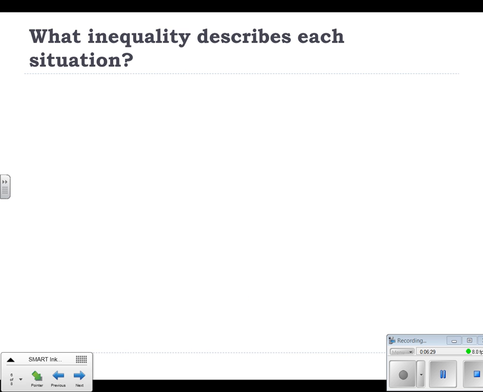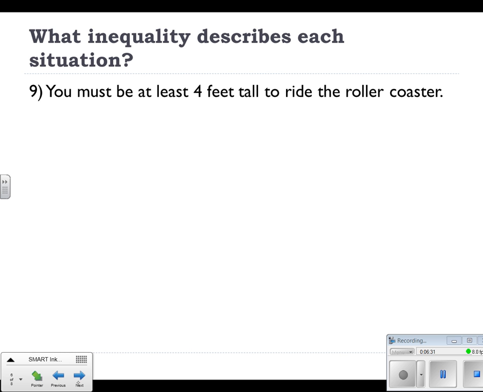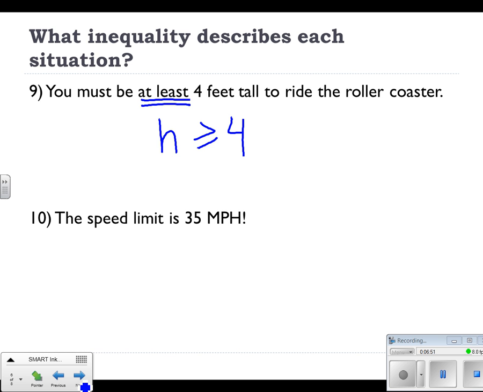What inequality describes each situation? You must be at least 4 feet tall to ride the roller coaster. Your height, we'll use h. You have to be greater than, or you can be equal to 4 feet. If it says at least, 4 would be okay. So greater than or equal to 4. The speed limit is 35 miles per hour. So your s for speed has to be less than or equal to 35.